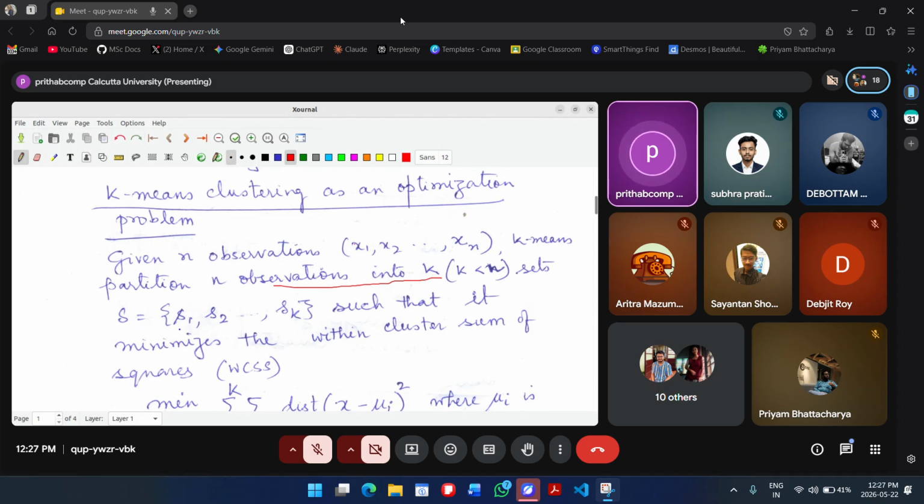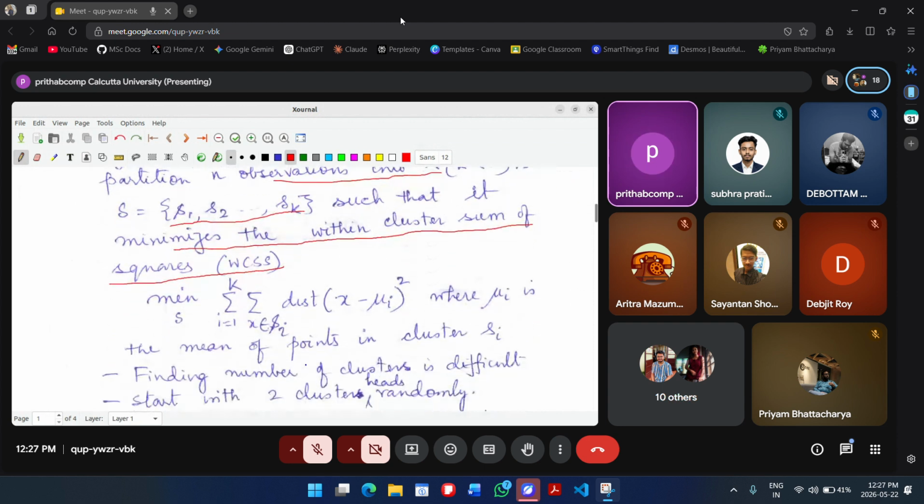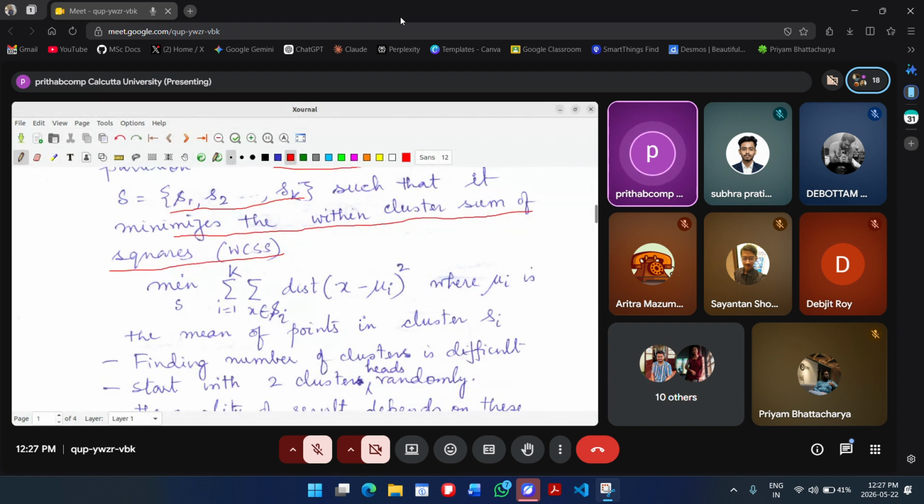Okay, so the sets S1, S2 up to Sk are k clusters, such that it minimizes what is called the within cluster sum of squares. In short, it is written as WCSS. So what is the meaning of within cluster sum of squares? That is what I was telling you that time.